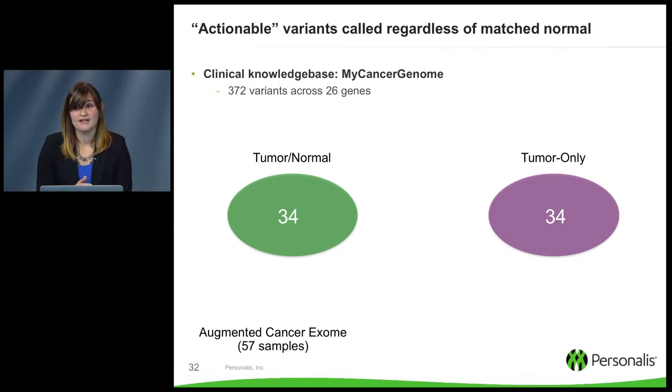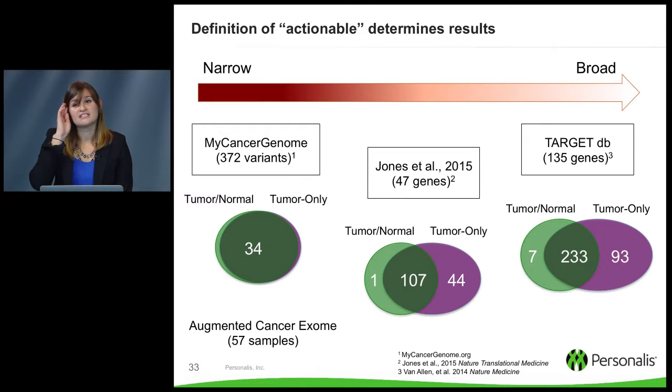And when we created a Venn diagram of these variants, we see that there was a complete overlap. So the tumor-only analysis did not identify any extra or possibly germline actionable variants in this case. Since this was in contrast with previous findings, we hypothesized that these results may be sensitive to the set of variants considered actionable. As we all know, there is a spectrum of what can be defined as actionable. My Cancer Genome variants lie on the narrow end of this actionability spectrum.